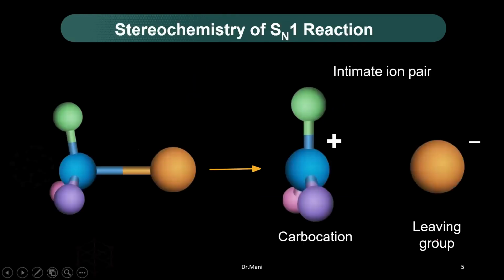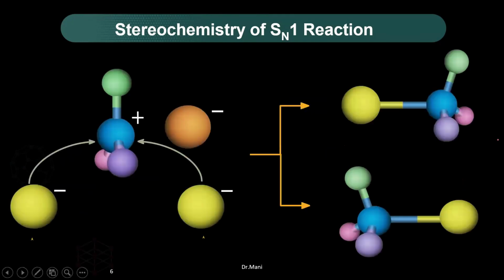Okay, so you can see here. Suppose this is the leaving group, and this leaving group just left and formed the carbocation, which has a positive charge, and the leaving group has a negative charge. Once that leaving group has left, the other strong nucleophile will come and attack here. So you can see here, what are these two?